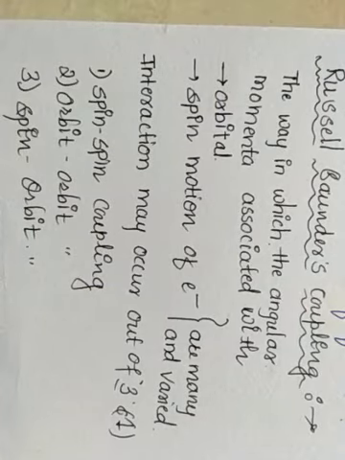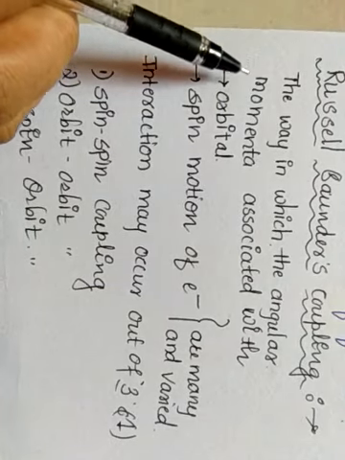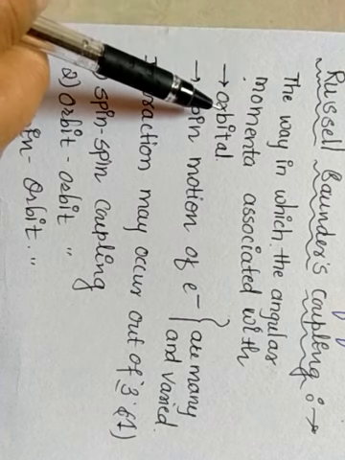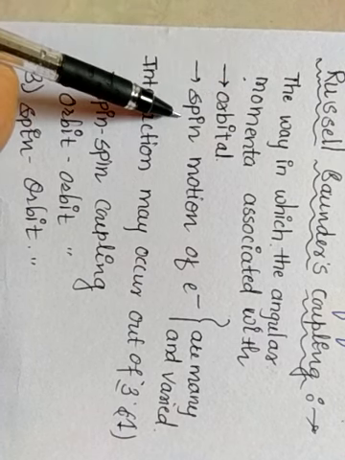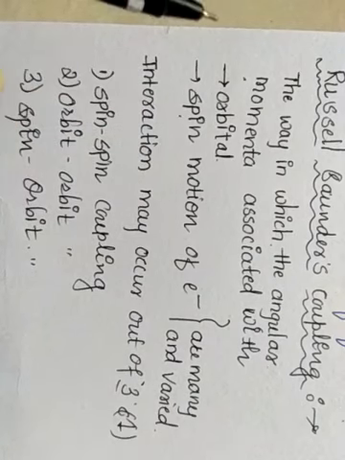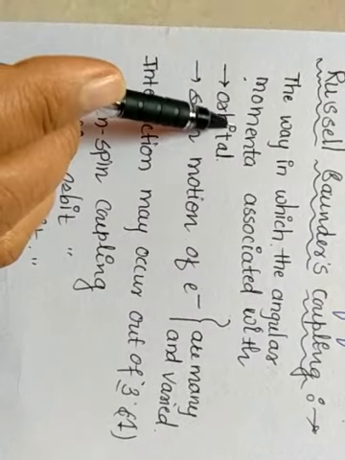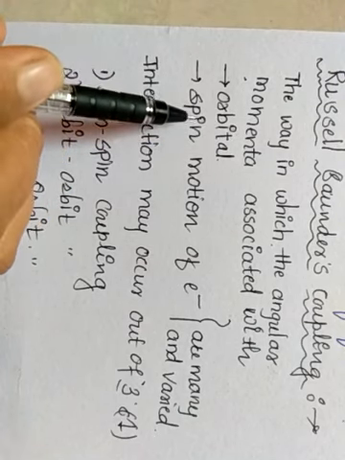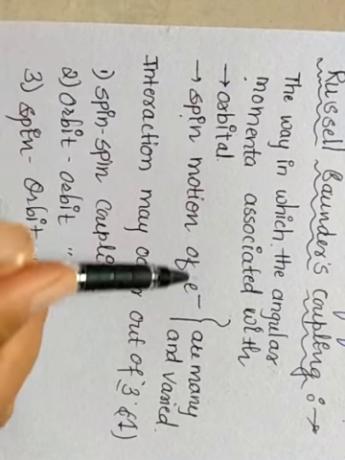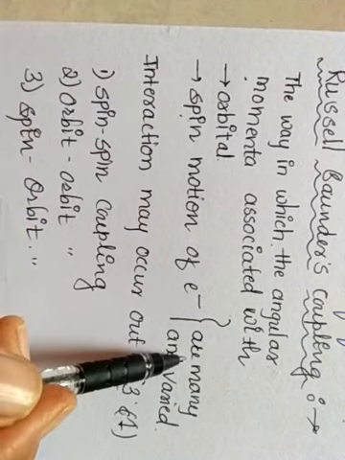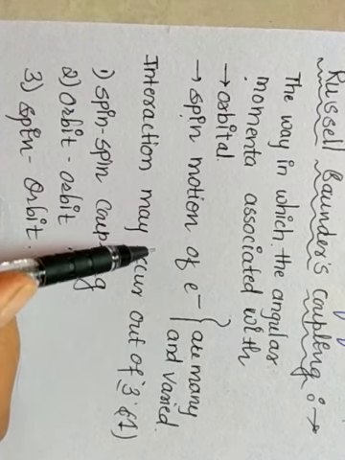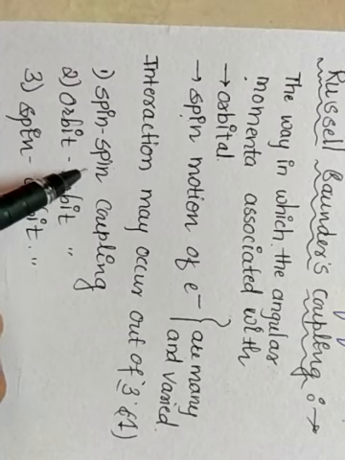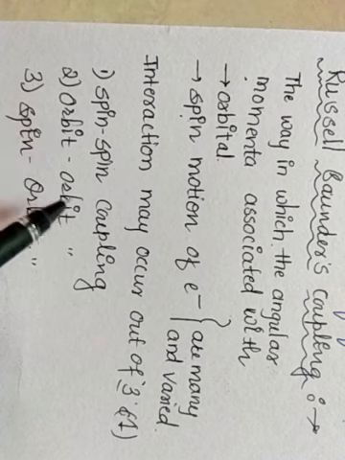Just see here the way in which the angular momenta are associated: one is the orbital motion and the other is the spin motion of the electron. The angular momentum of any electron is associated with orbit and spin motion. They may vary and there are many, and the interaction may occur out of 3 types, any one of which may occur: spin-spin coupling, orbit-orbit coupling, and spin-orbit coupling.